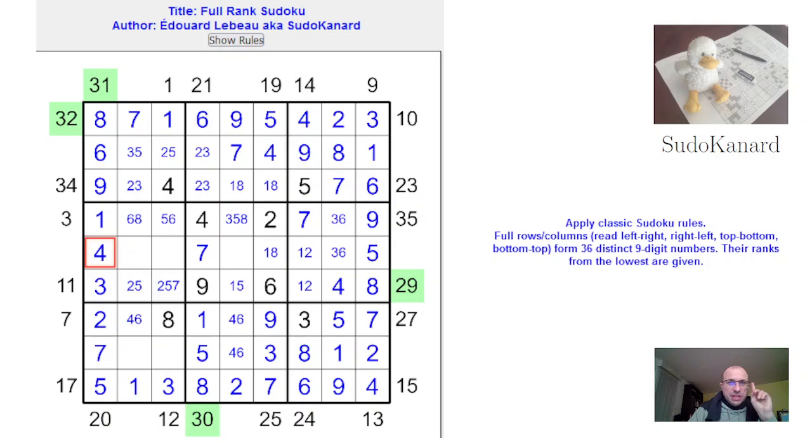Now let's recall that this 4 must be the beginning of the 16th number. So this number here must be bigger than this one, so this has to be a 9, and this has to be at least 6. But it can't be 7, it can't be 8, it can't be 9, so it has to be a 6. And look at that, 4967, 4967. So this digit here must be bigger than this one, which means that it's not a 2, it's not a 1.